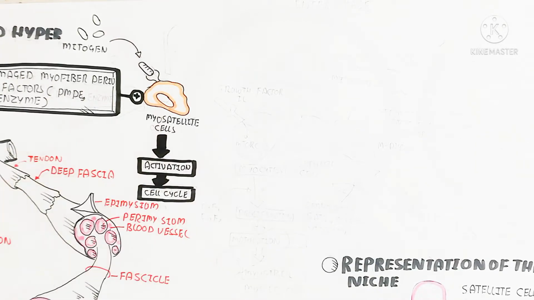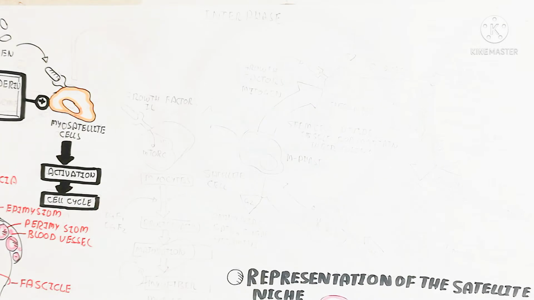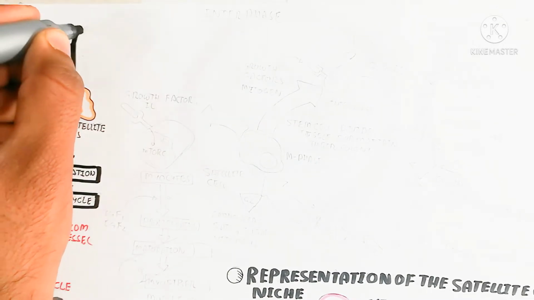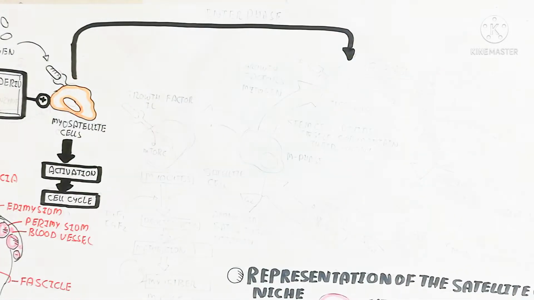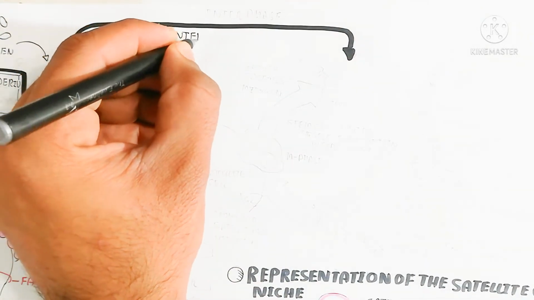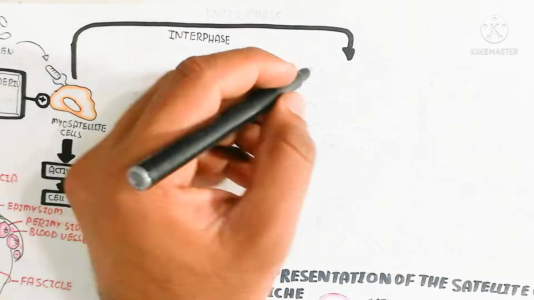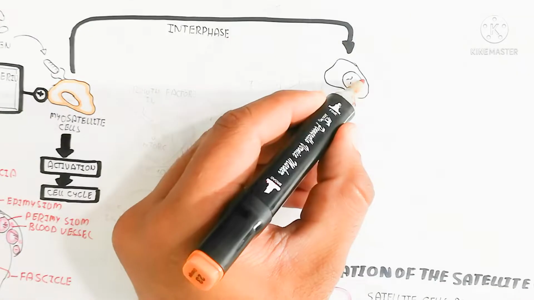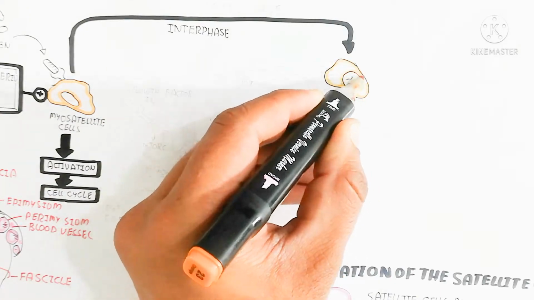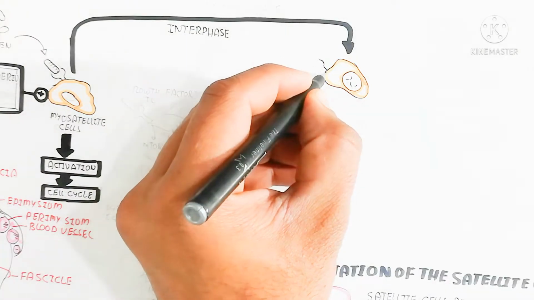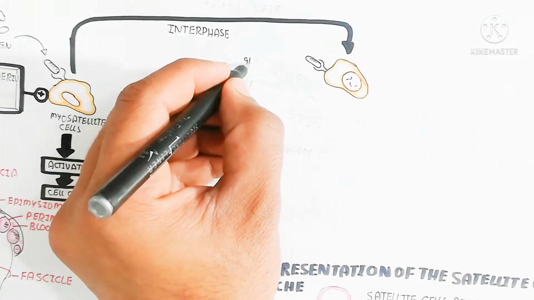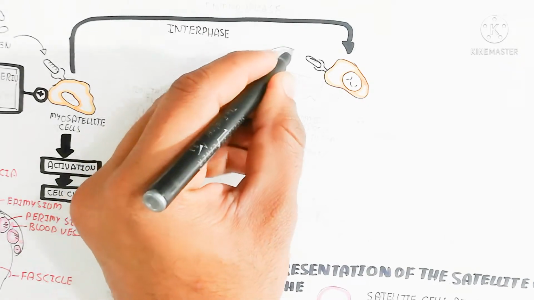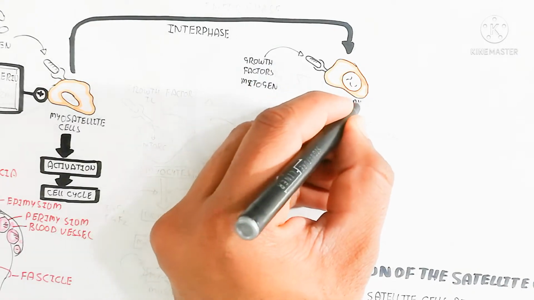Let's begin to understand the cell cycle. What is the function of the cell cycle with regard to the myosatellite cell? So here is the interphase. Interphase means the myosatellite cell will bind with the mitogen. After the binding with the mitogen, it will go into interphase. So what is interphase? Interphase means the entry to the cell cycle after the binding with the mitogen or any other growth factor.